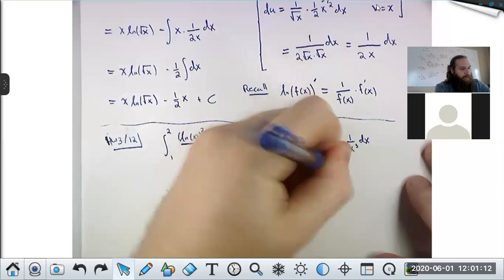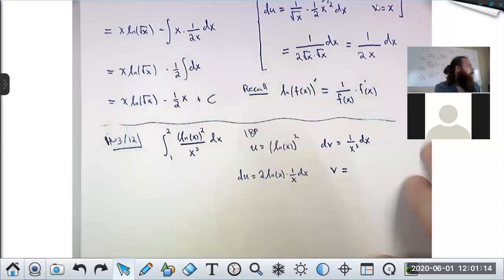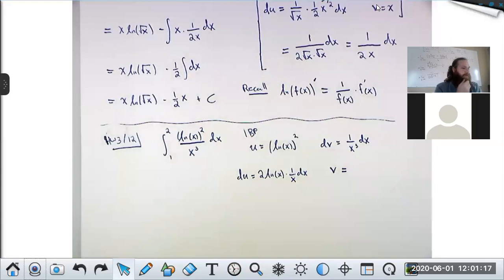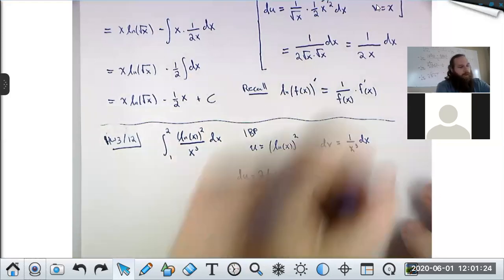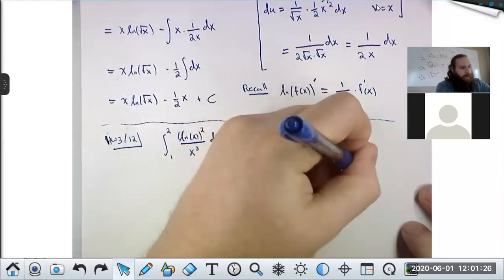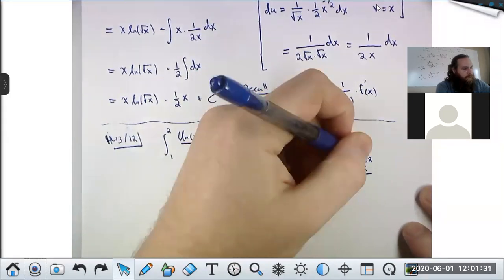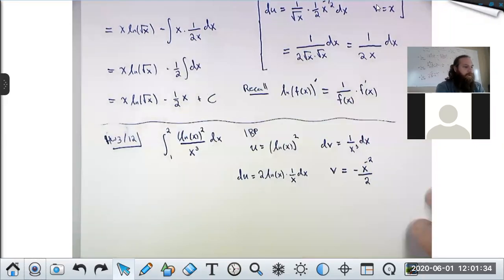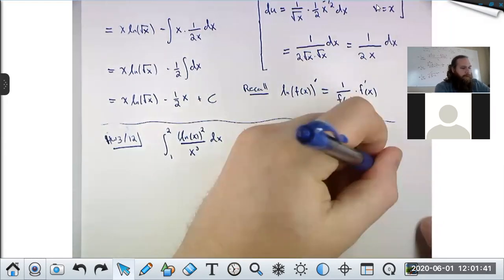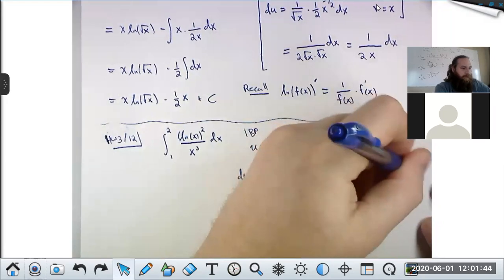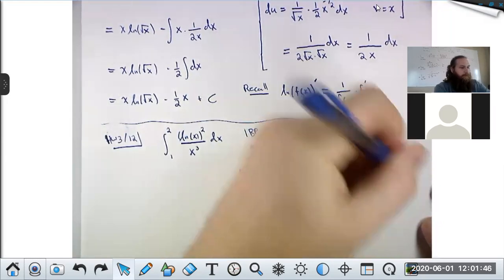And then to pass from dv to v, I need to integrate. Integral of 1 over x cubed, think of it as a power rule thing. That's x to the negative 3. So I'll increase the power by 1 and then divide by that new power. That's negative x to the negative 2 over 2. All right, x to the negative 3, if you add 1 to that power, you get negative 2. So if you want to, you could write this as negative 1 over 2x squared.